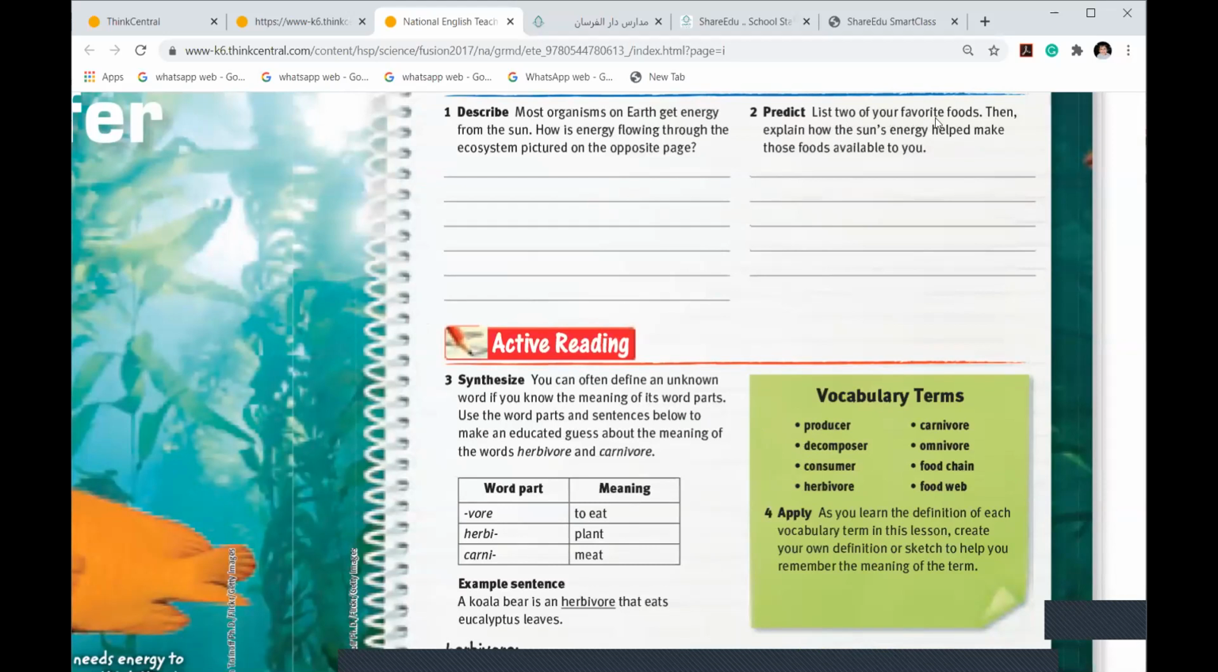List 2 of your favorite foods, then explain how the sun's energy helped make those foods available to you. How is sun related to that food? Maybe, for example, you love to eat pizza. So what is pizza made up of? Flour and chicken, milk. Yeah, milk. How is it related to sunlight? You have to write it down.